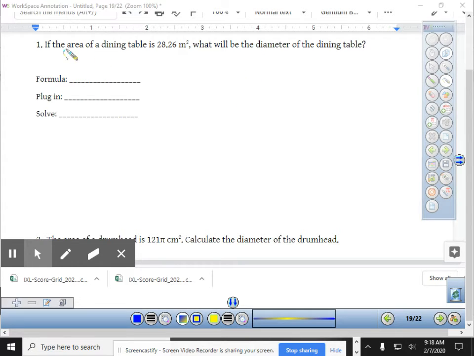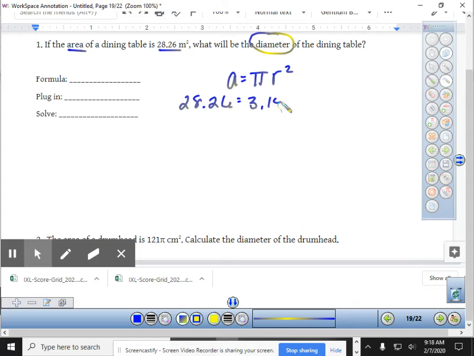What is it giving you? Area. What is it asking you for? What is the formula? Just because you can't talk doesn't mean you can't write. Pi r squared. What do they give you for area? 28.26. What do we use for pi? Yeah, because they changed it, right? Now what?